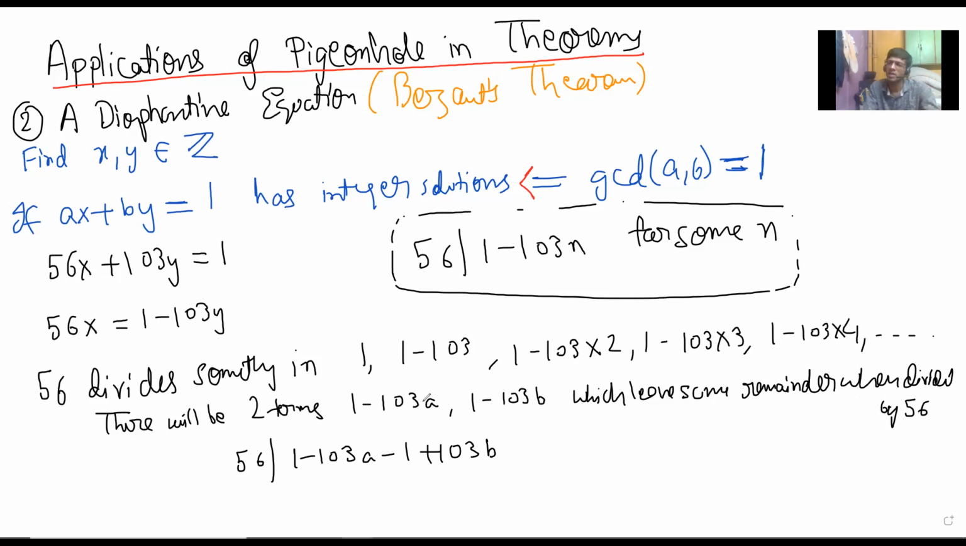Is that right? We get that 56 divides this thing. Does it solve our problem? Let's see. We get that 56 divides 103 times b minus a. But is it any good? No, it doesn't seem so. Anybody could have said this. You take b minus a to be 56. So what did I gain? Seems to be nothing. So now you guys have to think.